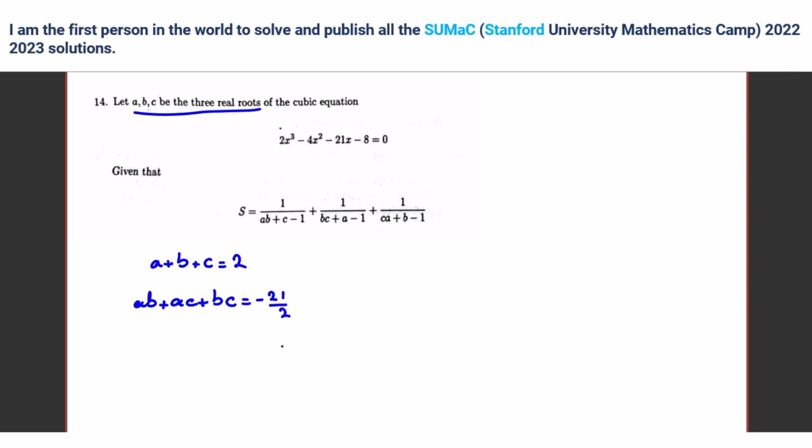And the last one is 4. abc is 4. Yes, always the first one is negative of that, and then alternatively negative, plus, right? Yes. Okay, so then it's just, oh, okay. I can solve it just by combining the fractions. Want to solve the rest, or not?